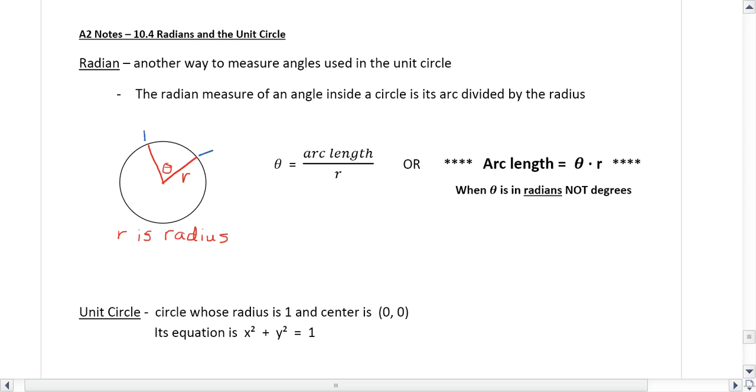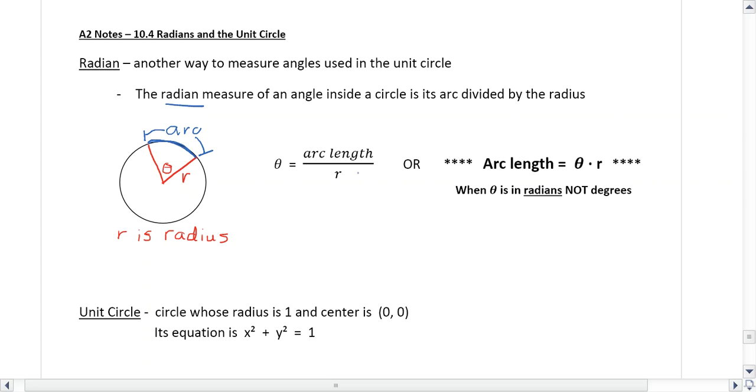First of all, where do radians come from? The definition of a radian is the measure of the angle inside a circle: its arc divided by the radius. In case you have forgotten what arc length is, the arc is from here to here. If you were to take a curve like a tape measure and measure this curve in inches or centimeters, that's the length of the arc.